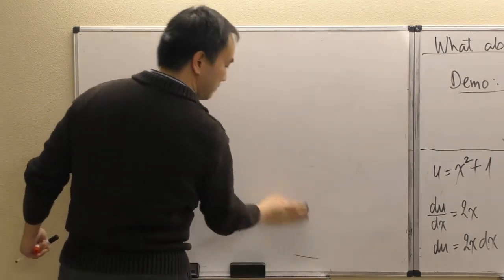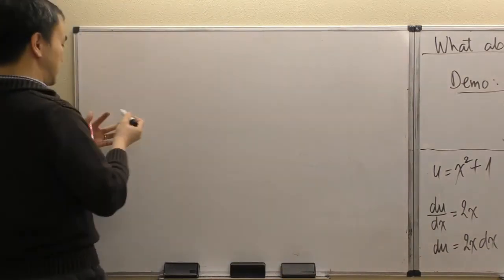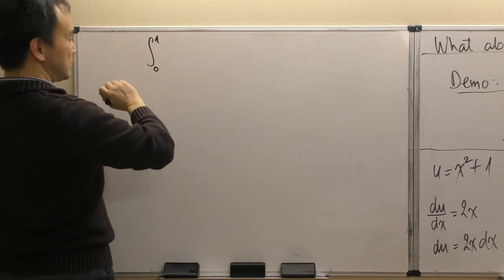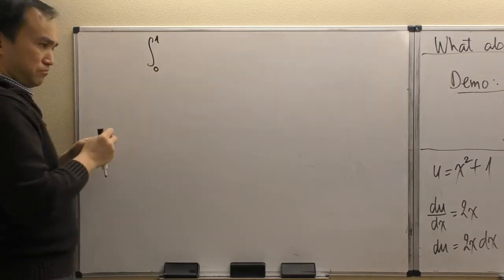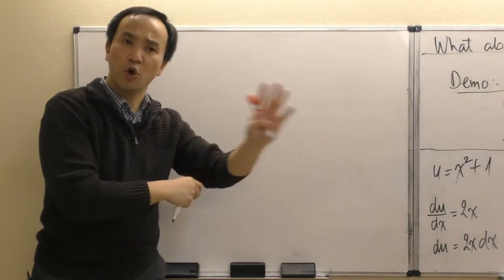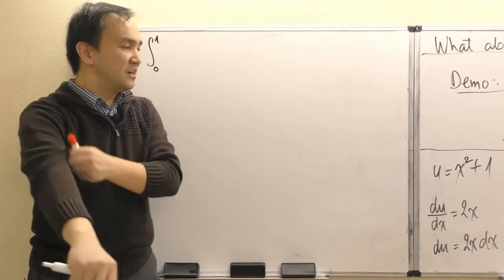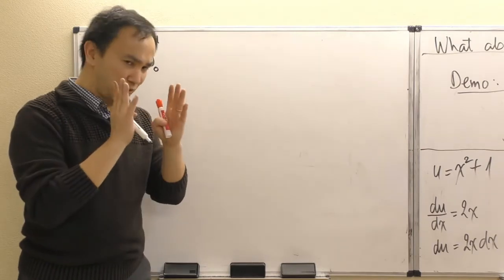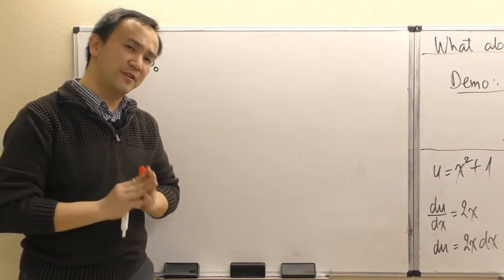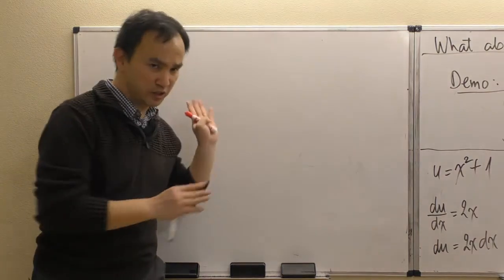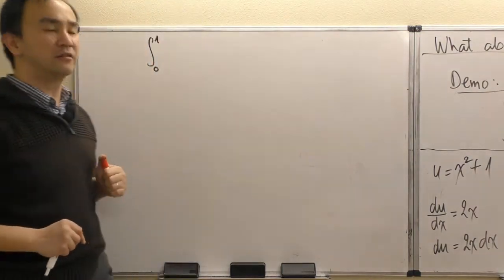On the same problem, it was from 0 to 1. That was the original. So the whole idea is we never have to go back to the x variable anymore. After we change everything, when we are doing the substitution method on the definite integral, we never have to go back to the old variable x. We just go on and get straight into the fundamental theorem of calculus.